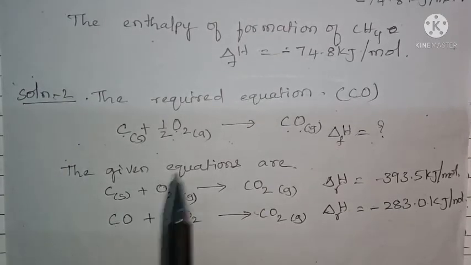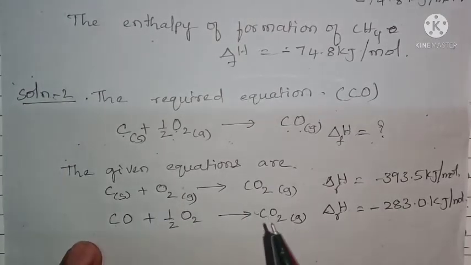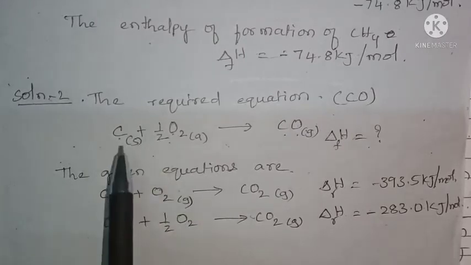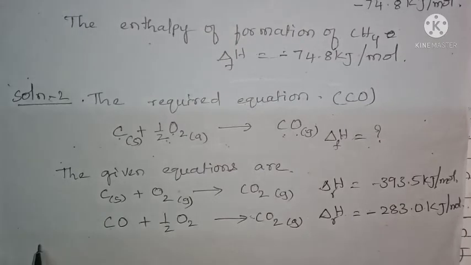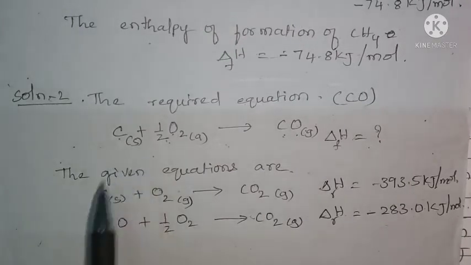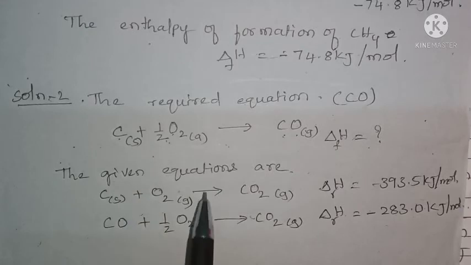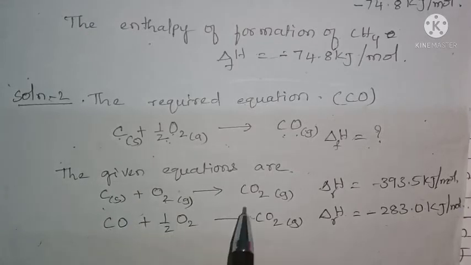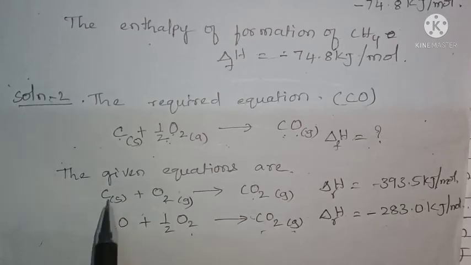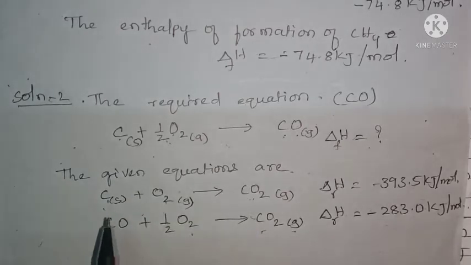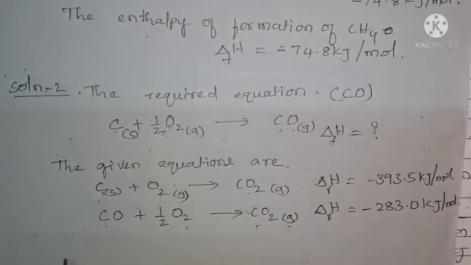See, the required equation is carbon plus half oxygen gives carbon monoxide, and the given equations are carbon plus oxygen gives carbon dioxide, and carbon monoxide plus half oxygen gives carbon dioxide. I require carbon on the left hand side. The first equation has carbon on the left hand side, so the first equation stays as it is.